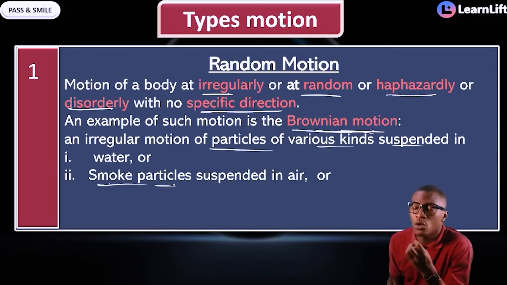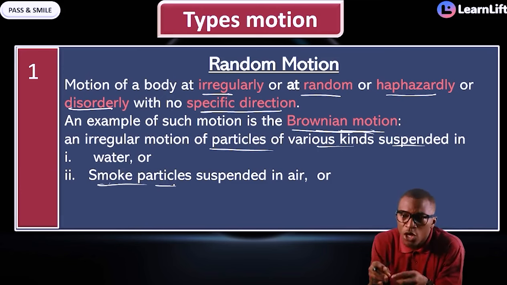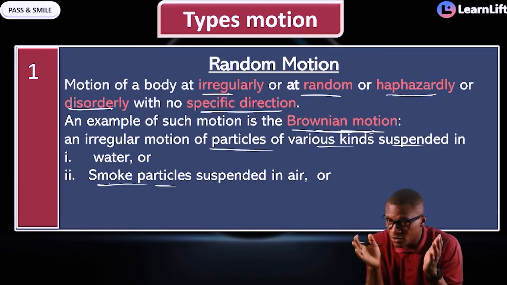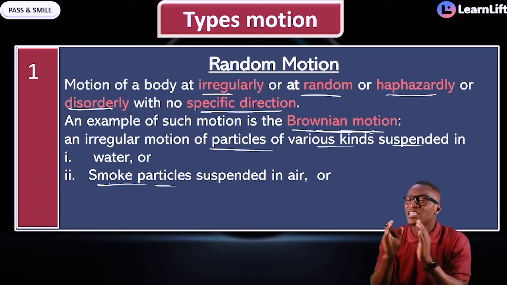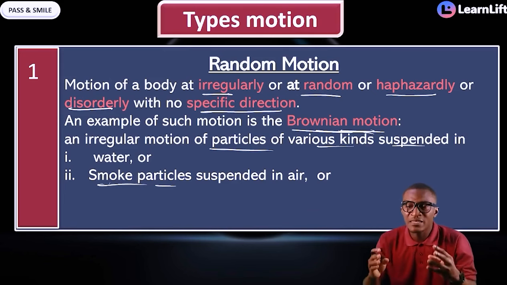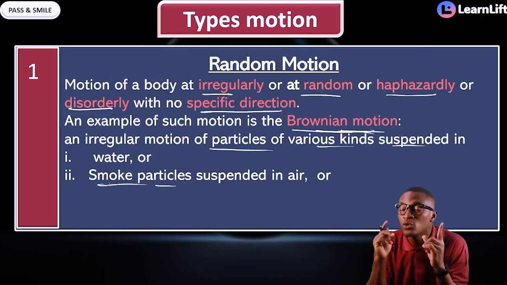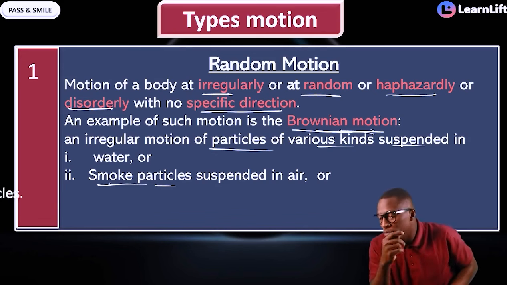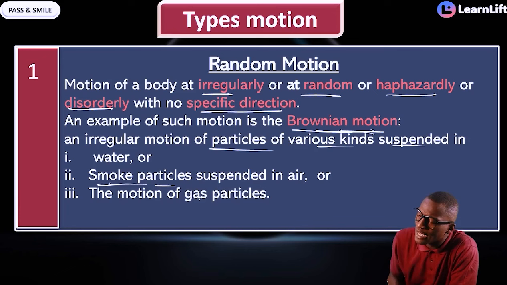The second is your smoke particles. Anytime you see smoke, try to look into the smoke, you're going to see that it consists of tiny particles which are randomly moving. Now listen to me. Follow the class genuinely, because if you follow the class, you'll be able to answer all the past questions. I'm spending my time to explain it so that no question will be stressful to you. So smoke particles, and number 3 is the motion of gas molecules.